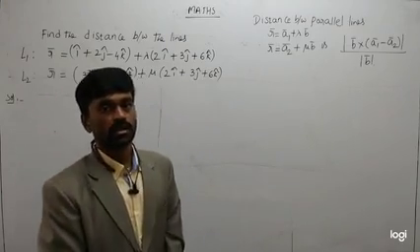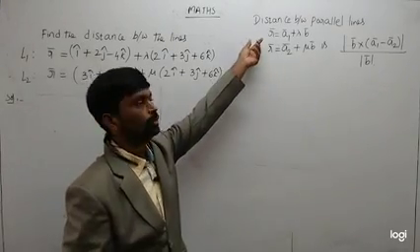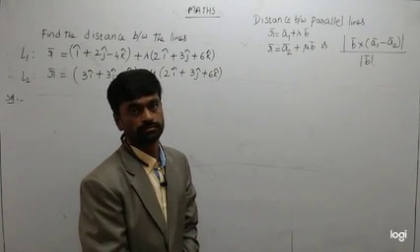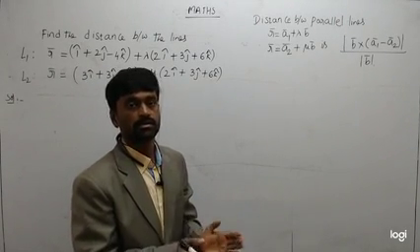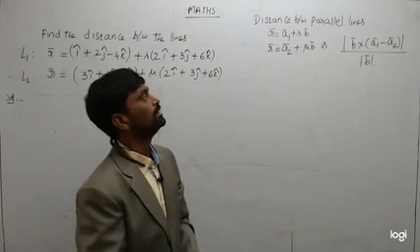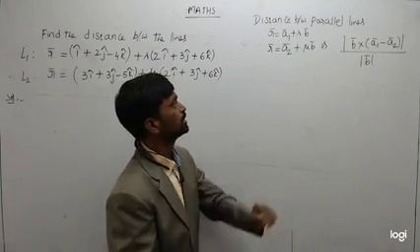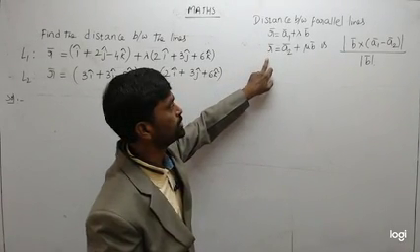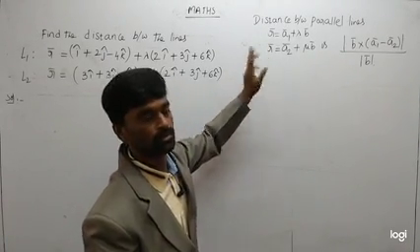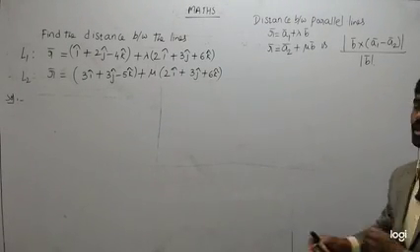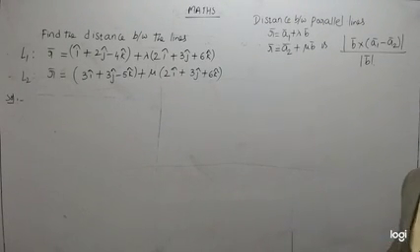So in the last class, we discussed how to find the distance between parallel lines. We discussed the theorem and the derivation of how to find the distance between parallel lines. R bar is equal to A1 bar plus lambda B bar and R bar is equal to A2 bar plus mu into B bar, and the distance is modulus of B bar cross (A1 minus A2) by mod B bar.